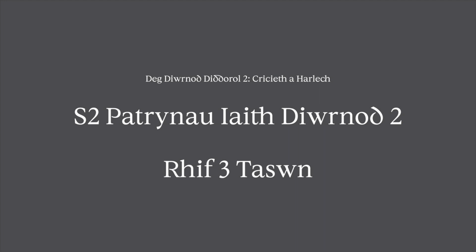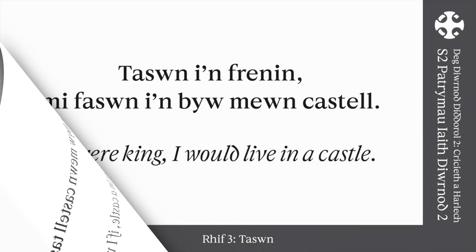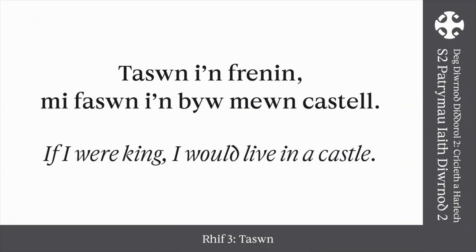Number 3, taswn. The conditional if. Very often there is a second half to the conditional sentence, the part containing the if, the condition. Mi faswn i'n byw mewn castell taswn i'n frenin. I would live in a castle if I were a king. Notice that these two halves can go in either order. Taswn i'n frenin, mi faswn i'n byw mewn castell. If I were a king, I would live in a castle.